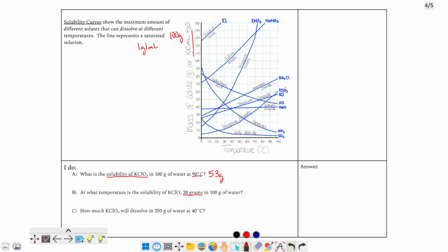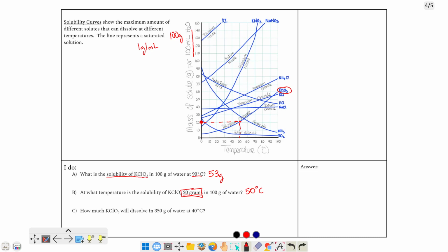I'm still focused on this line right here, but I want to know about this 20 grams. What temperature will 20 grams dissolve? So I'll come right here to 20, and then I'm going to come across until I meet that line right here, and I'm going to drop straight down. And that's about 50 degrees. Again, you might say it's 49 or 51, and that's going to be fine.